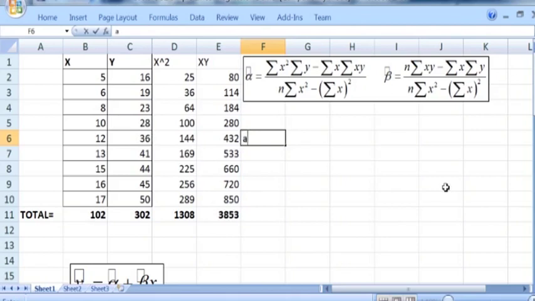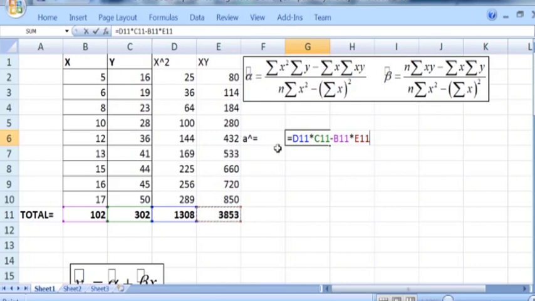So I'm going to calculate alpha hat. Here I'm using a hat to represent alpha hat. So look at the numerator of this function, summation x square. So put an equal sign. Summation x square is located in D11 times summation y, which is located in C11, minus summation x, which is located in B11, times summation xy, which is located in E11. So just multiply the required cells, and this will give us the numerator of alpha hat.